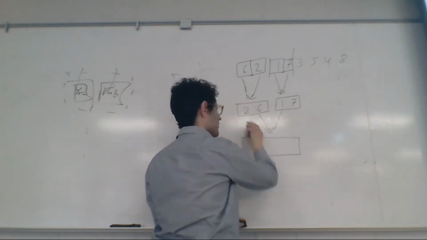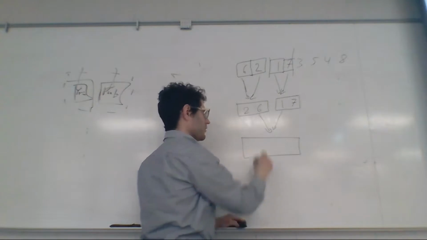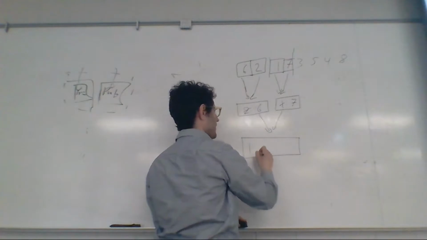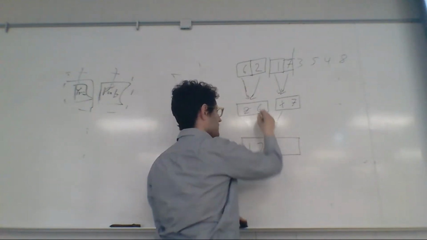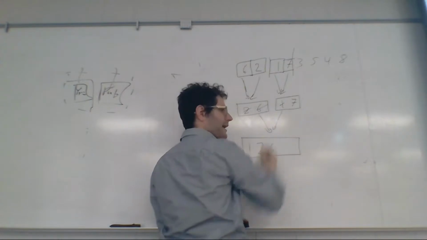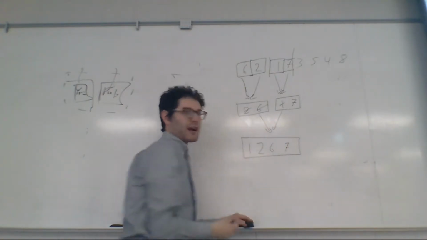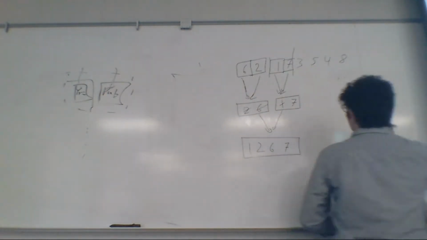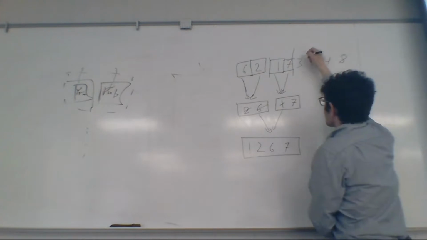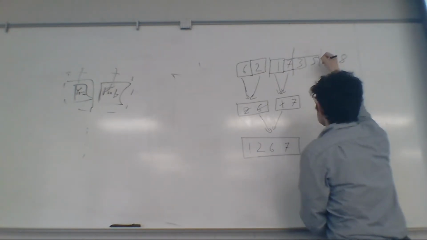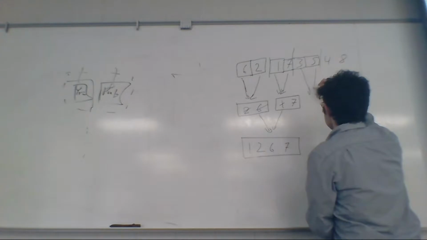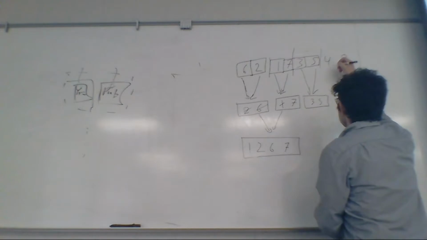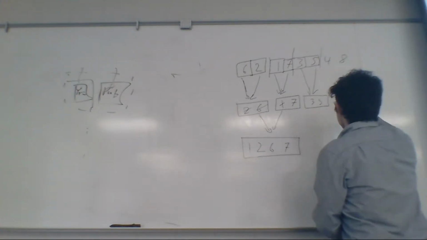2 and 6 and 1 and 7. So 1 is smaller than 2, 2 is smaller than 7, 6 is smaller than 7, so we add 7 into the end. Everybody see how that was just the merge operation we did over there? Now for the right half, again, we split this in half, and then in half again, and we see that these are just single items, and then we merge them together into 3 and 5. Then we merge 4 and 8 together into 4 and 8.